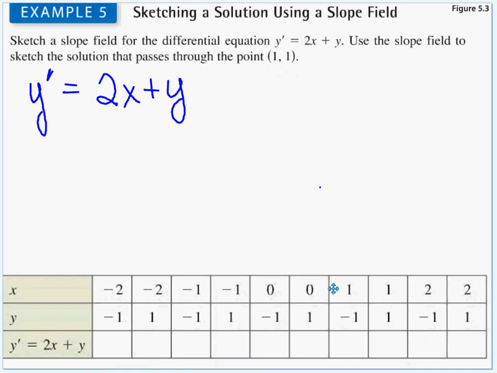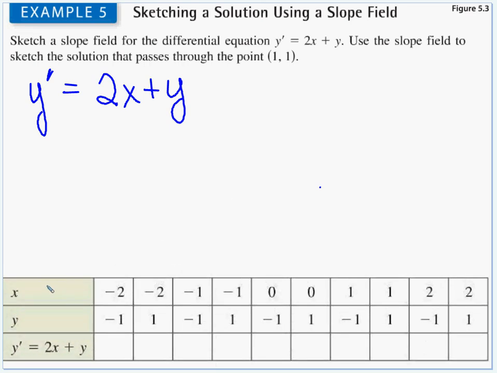So let's fill in our table. Whatever our x-coordinate is here, we're going to double it, and then we're going to add y. Double the x and add y. So if we double that, -4, add y, we get -5. Double this, -4, add 1, -3. Double this, -2 minus 1 more, also -3. Double this, -2, add 1, -1. Double the x, add the y, -1.